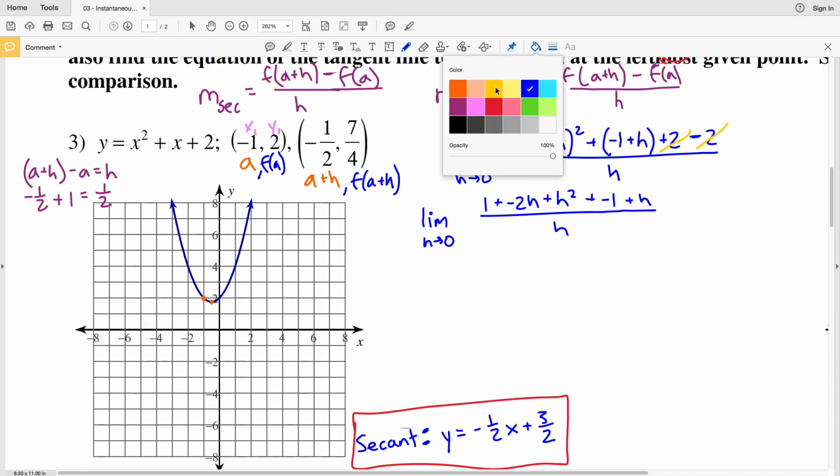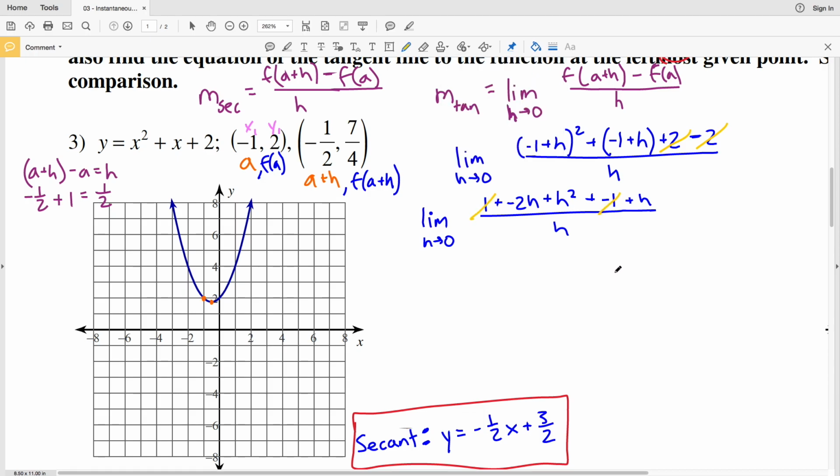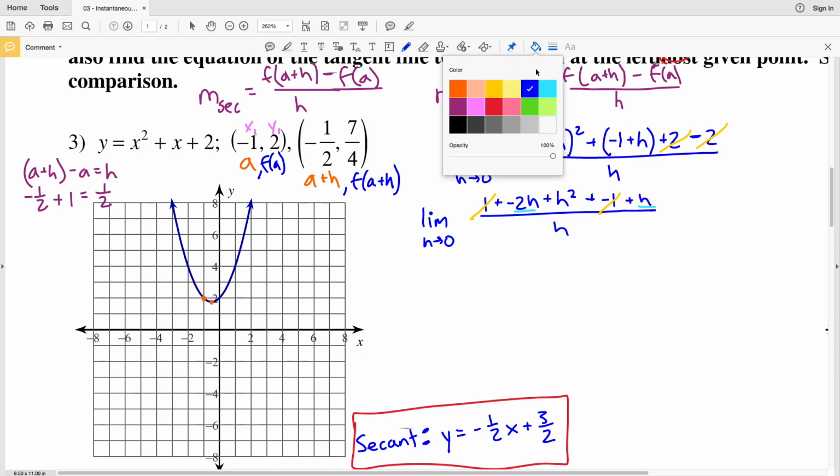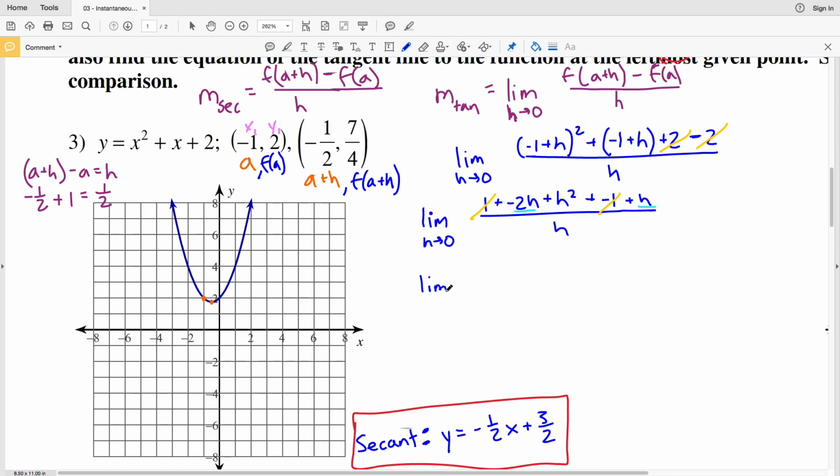So now I can simplify my numerator even further. 1 minus 1 will equal 0. And I have negative 2h plus h. So that's going to be a negative h. So the limit as h approaches 0 of negative h plus h squared all over h. Now in order to simplify, I'm going to break this limit up because I have a common denominator. So I'll have the limit as h approaches 0 of negative h over h, and I'll be adding that to the limit as h approaches 0 of h squared over h.